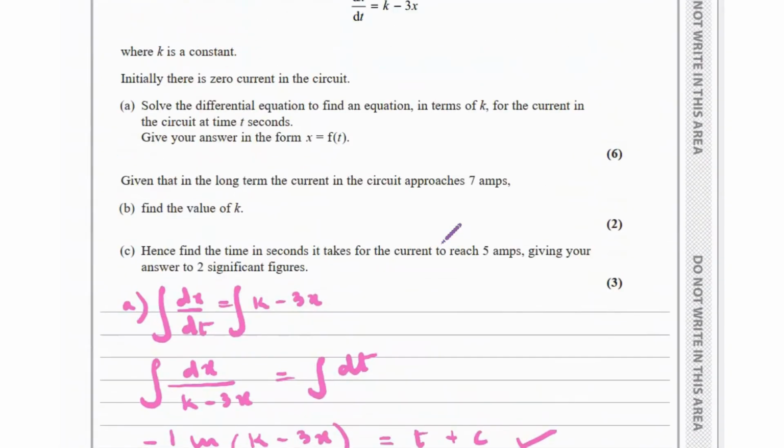Then it says, given that in the long term the current in the circuit approaches 7 amps, find the value of k.